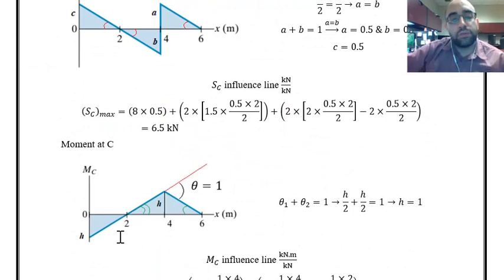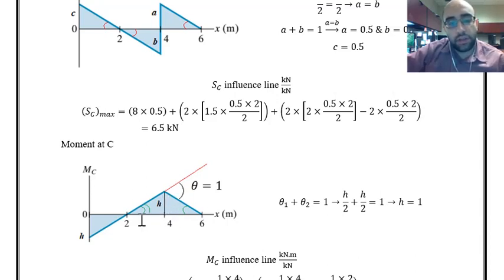So now I need to find the values inside the diagram. This H can be found based on the fact that this angle is equal to 1, which means the summation of these two interior angles is equal to 1. This angle is equal to H over 2, and this angle is equal to, again, H over 2. So based on this, we can find H as 1. These are SI units, so it is kilonewton meter per kilonewton. That is the unit for bending moment influence line.